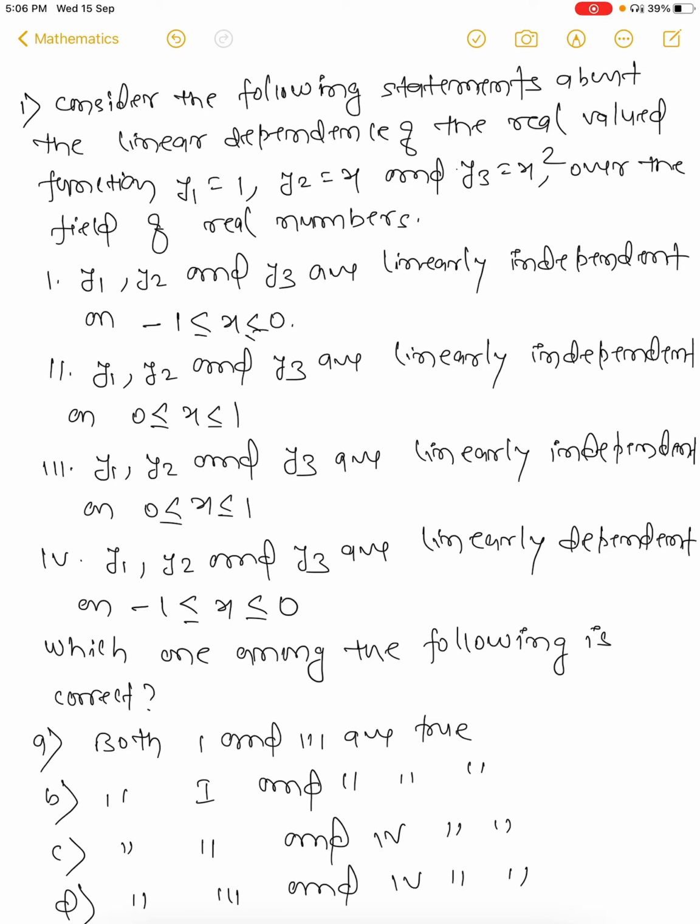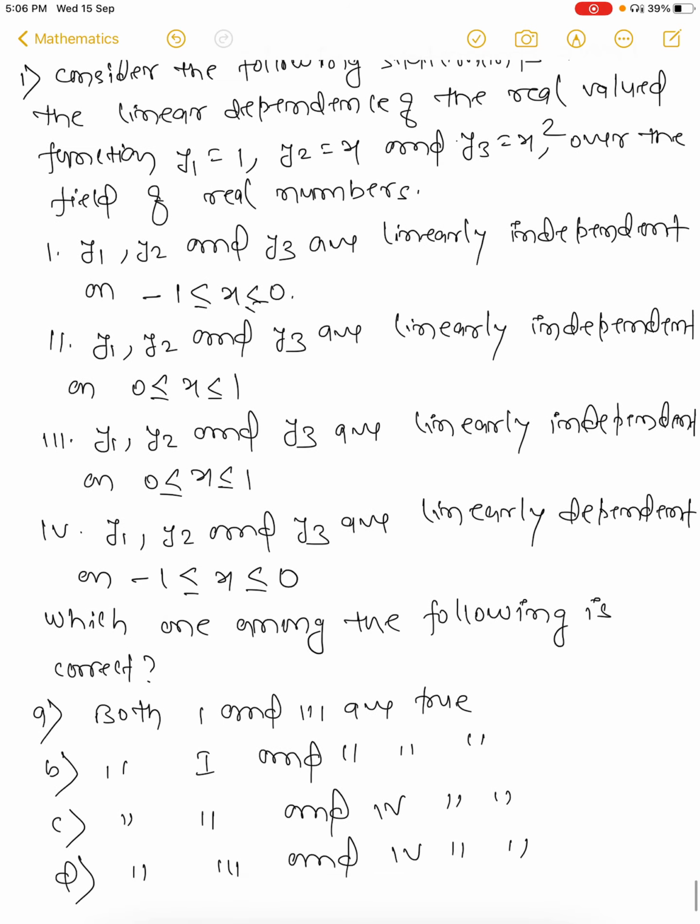1. Okay, so option one, we see y1, y2, y3 are linearly independent on minus 1 to 1, is the right answer, and y1, y2, y3 are linearly independent on 0 to 1 in this range. It is linearly independent. So answer A will be the right answer. Any of the given three functions cannot be written as a linear combination of the other two functions. Hence, 1 and 3rd are correct. So, 1 and 3rd are option A.